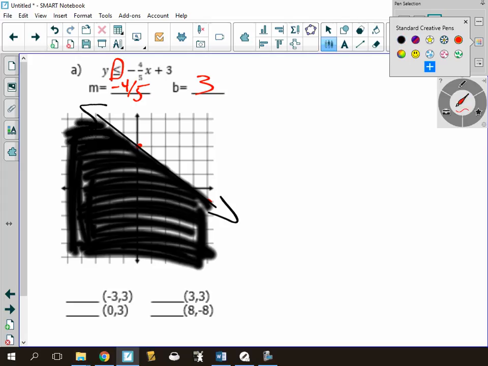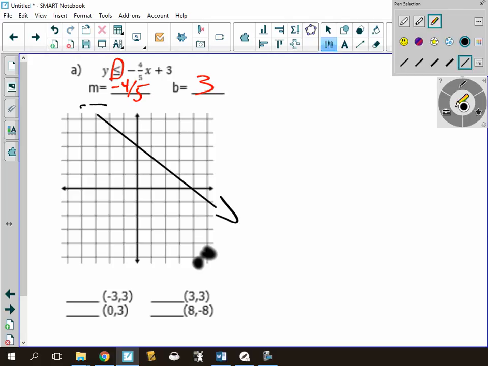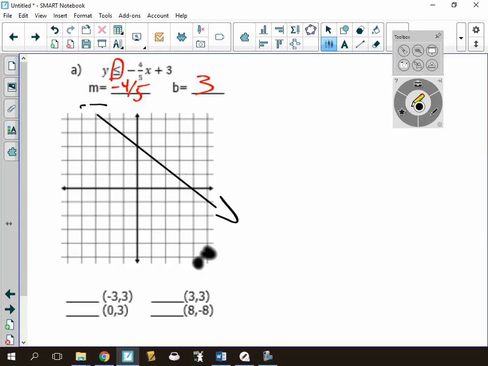So, I need to redraw in my axes here. Maybe a little too dark. Let me see if I can make that lighter. Let's see what we can do here. Let's get creative. All right, anyway, so anything in that region is going to be a solution.